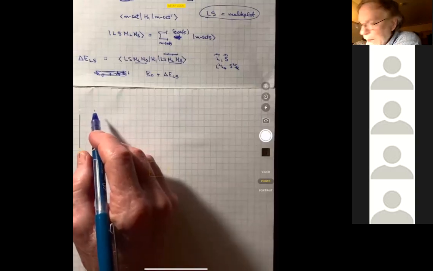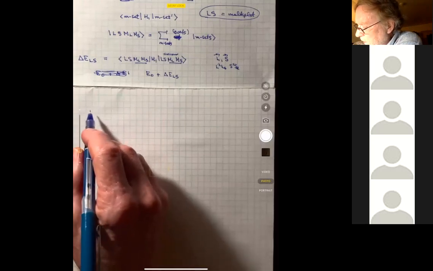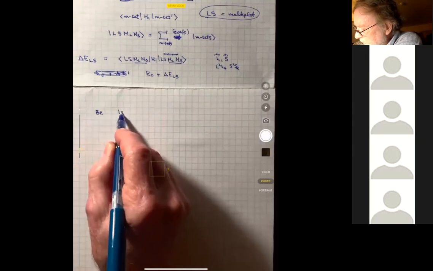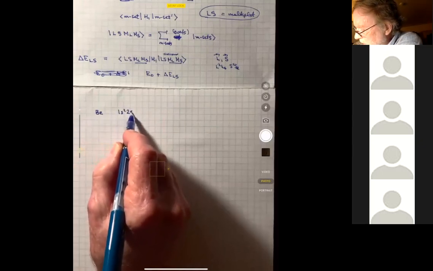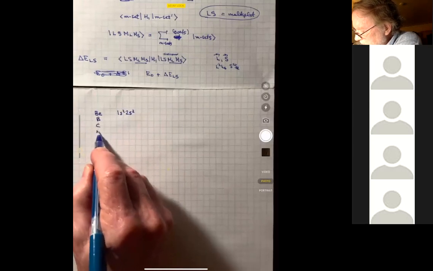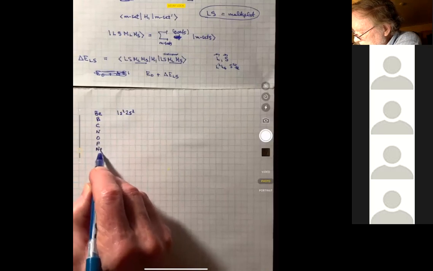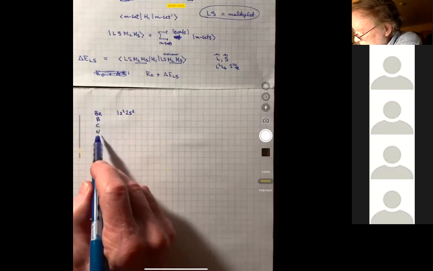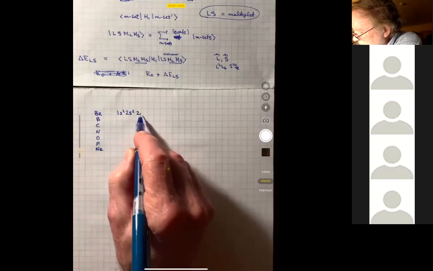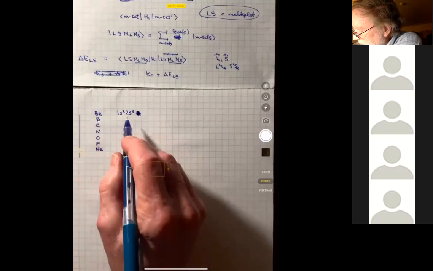Let's take the case of the 2p subshell as an example. Let's make a list of some elements here. Let's start with beryllium, which has the configuration 1s squared, 2s squared. Then boron, carbon, nitrogen, oxygen, fluorine, and neon. Did I do that right? There should be 1, 2, 3, 4, 5, 6, 7. There should be 7 of them because you have a 2p. There are no 2p electrons in beryllium.